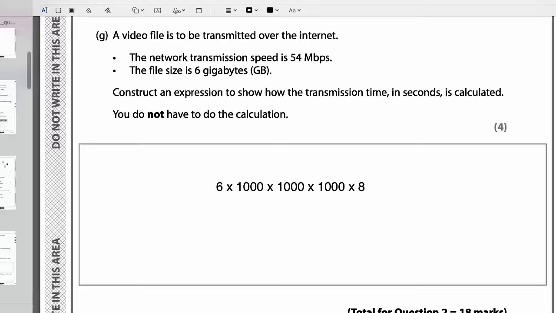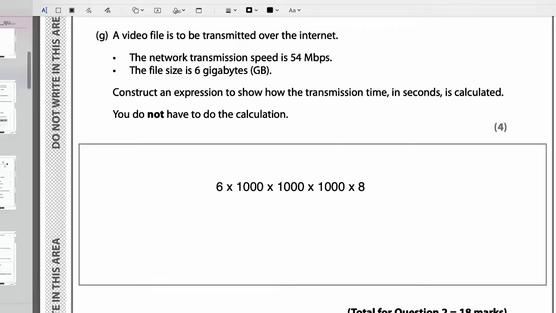Now the file size must be noted that it is in gigabytes, so it is 6 times 1000 to the power of 3, because it's gigabytes. Remember, kilobytes, megabytes, gigabytes, that's 3. And then times that by 8 to give us that in bits. There's 8 bits in a byte.